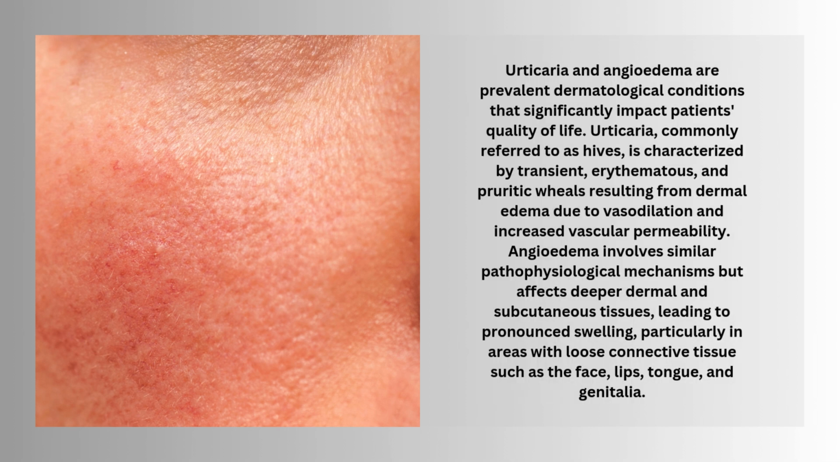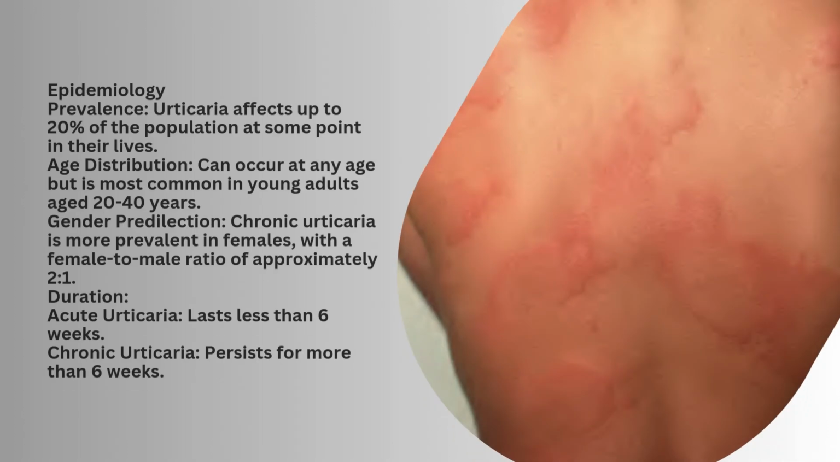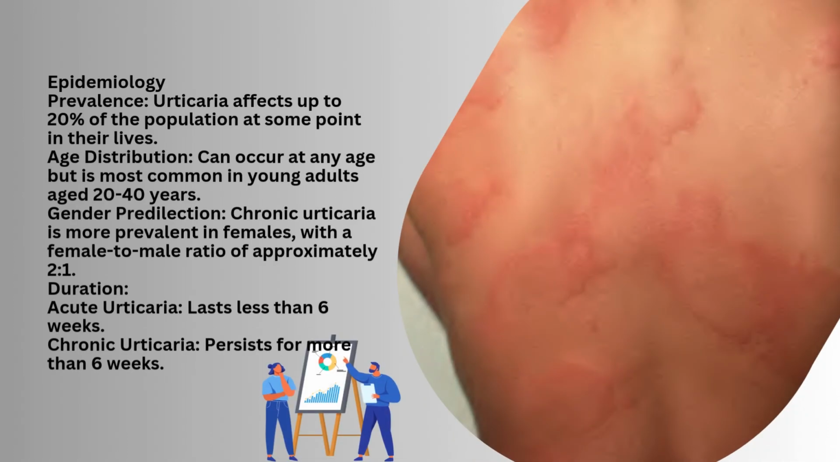Urticaria, commonly known as hives, is characterized by the sudden appearance of wheals, transient, erythematous, edematous, and pruritic plaques that blanch on pressure. These wheals result from plasma leakage due to increased capillary permeability in the superficial dermis. Angioedema, on the other hand, involves a similar process but affects the deeper dermis and subcutaneous tissues, leading to more pronounced and often painful swelling. It's crucial to recognize that while urticaria and angioedema can occur separately, they frequently coexist, sharing common pathophysiological pathways.